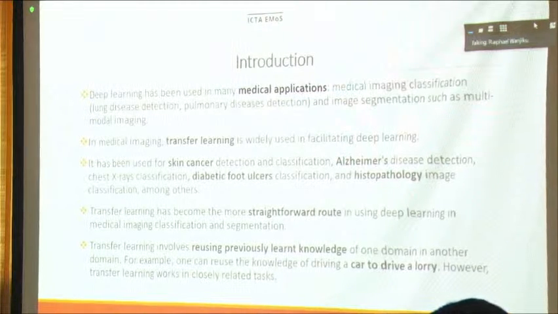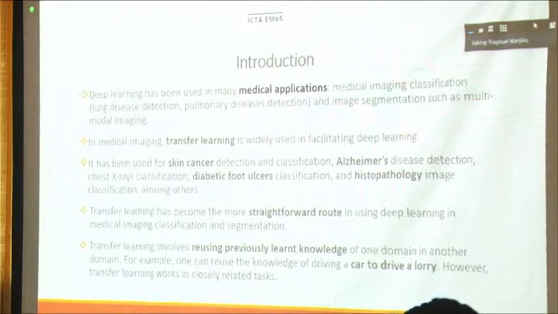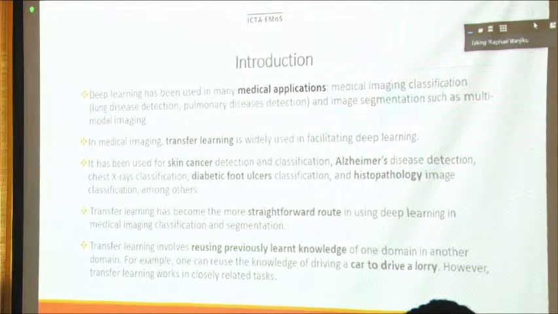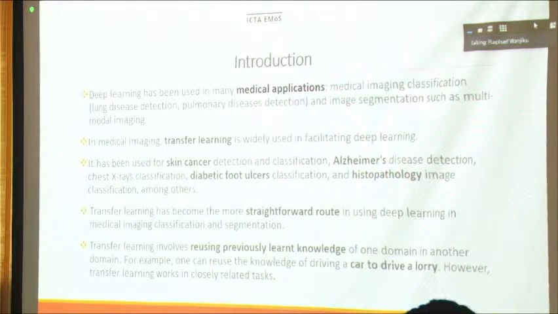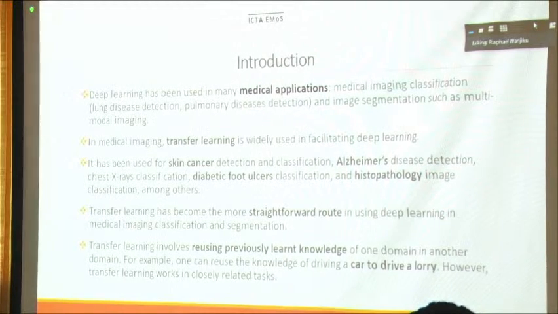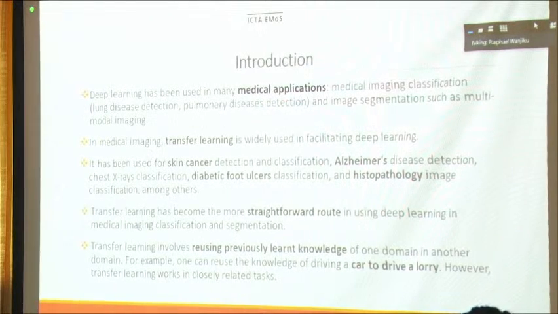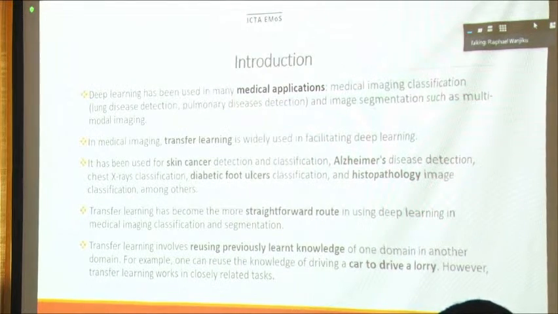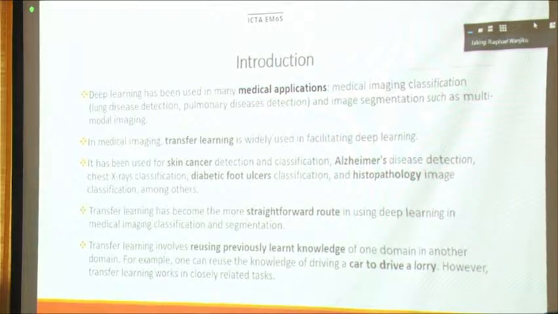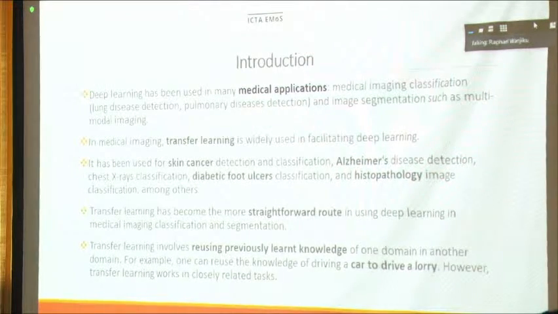So we all know that deep learning has been at the forefront of advancement in AI applications, and medical applications are not left out. Deep learning has been used in classification and segmentation, and transfer learning is one of the things that have also accelerated the use of deep learning in medical applications. We use it in skin cancer detection, Alzheimer's disease detection, foot ulcers, and histopathology, looking at medical imaging. So transfer learning has become the more straightforward route when you want to use deep learning in medical imaging classification.